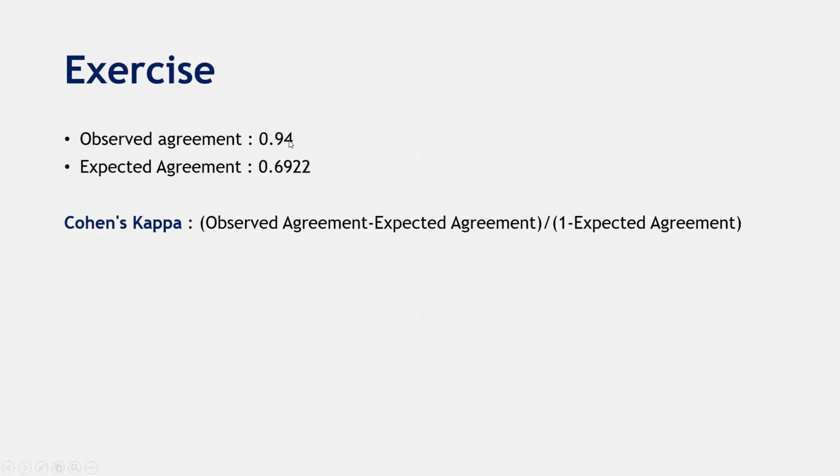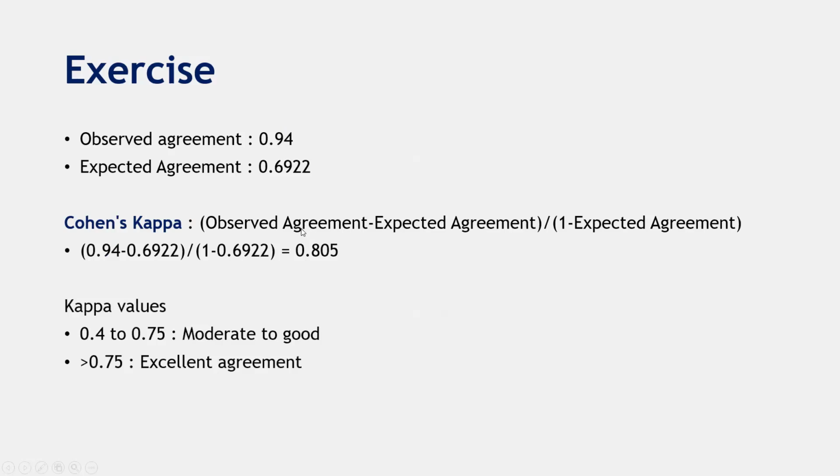Then we need to calculate Cohen's kappa, which is given by the formula observed minus expected, divided by 1 minus expected. That's all. Yes, it is a very time consuming process. So this is the last formula: observed minus expected by 1 minus expected. So it is 0.94 minus 0.69, by 1 minus 0.69. What we get is 0.805. So this is called Cohen's kappa.